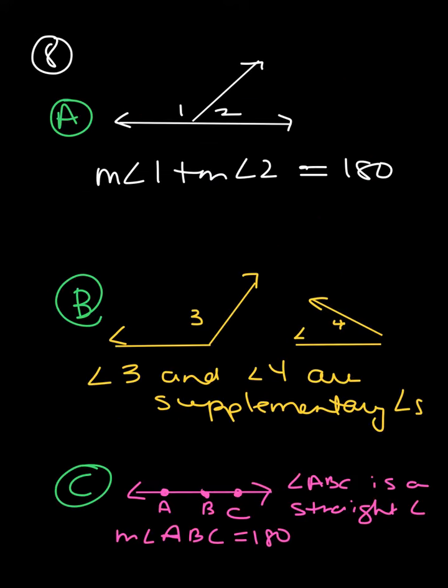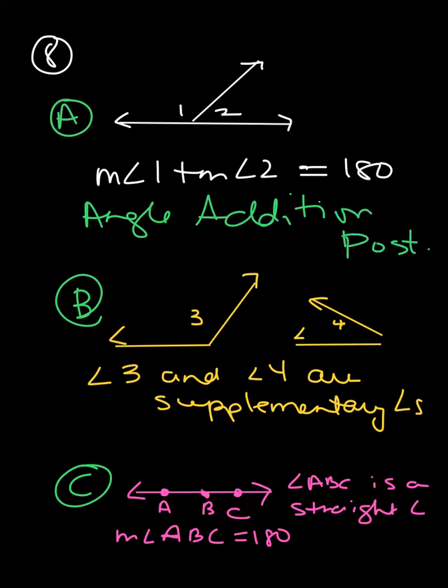In number 8, we're going to again make some comparisons. In letter A, it says the measure of angle 1 plus the measure of angle 2 is equal to 180. That's what we just looked at. So this reason is angle addition postulate. When I have a straight angle and I have two angles and I add them together, I know they equal 180 because of angle addition postulate.